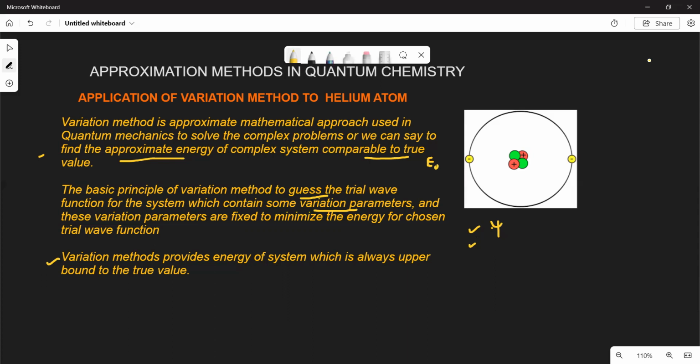Then we are discussing the application of the variation method. So which application are we going to discuss here? We will find out the ground state energy of the helium atom.